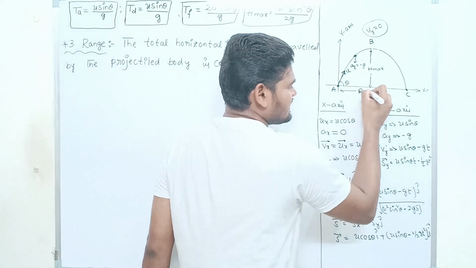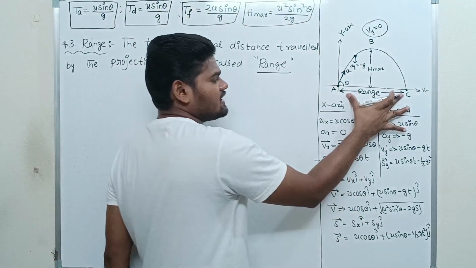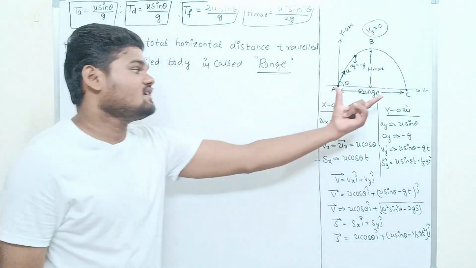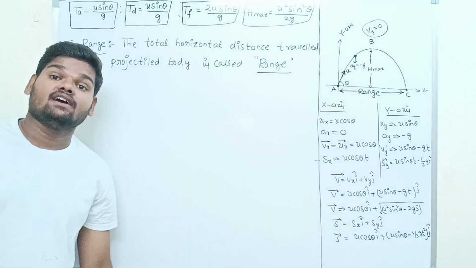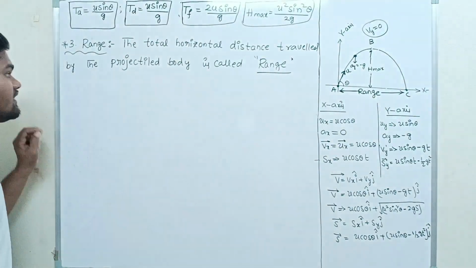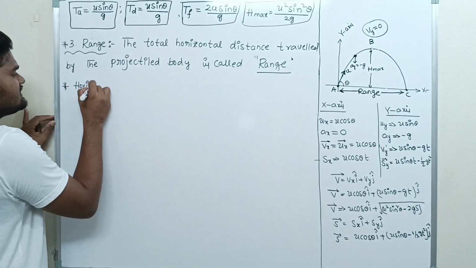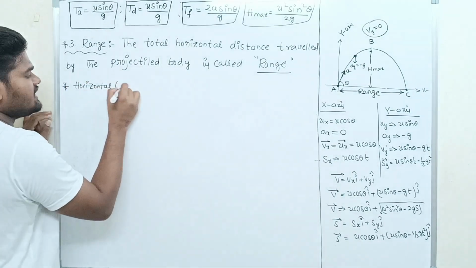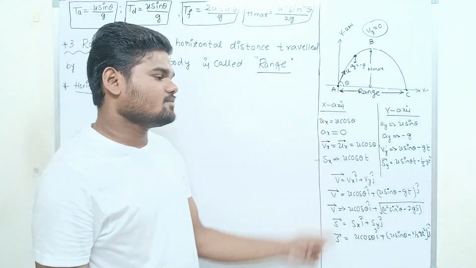This is the total horizontal distance traveled by the projectile body. Then it is called what? Range. So from point A to point C is called range. What are we talking about? Horizontal distance. Horizontal means x-axis. Now which components do you have to take? X components.